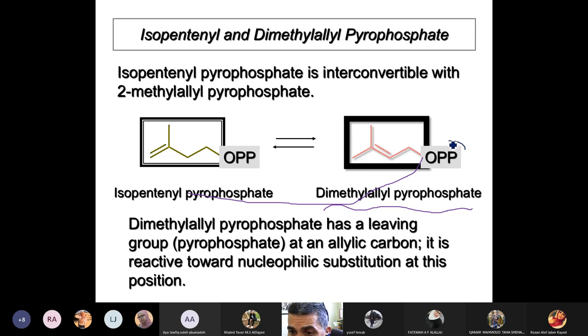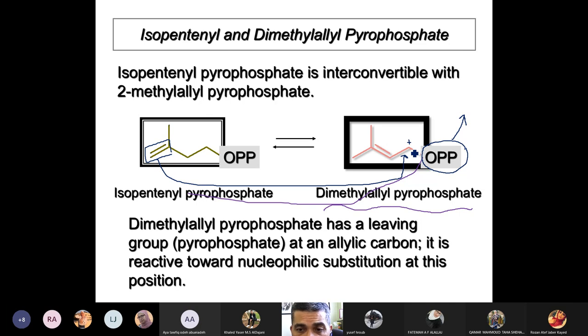Dimethyl allyl pyrophosphate: this pyrophosphate represents a good leaving group. And this imparts high electron density to this double bond, to make a nucleophilic substitution, because when this leaves, this carbon will be positively charged, and this gives the chance for this intense double bond of electrons to attack, to make the reaction between the isopentyl pyrophosphate and the dimethyl allyl pyrophosphate. End of the story.